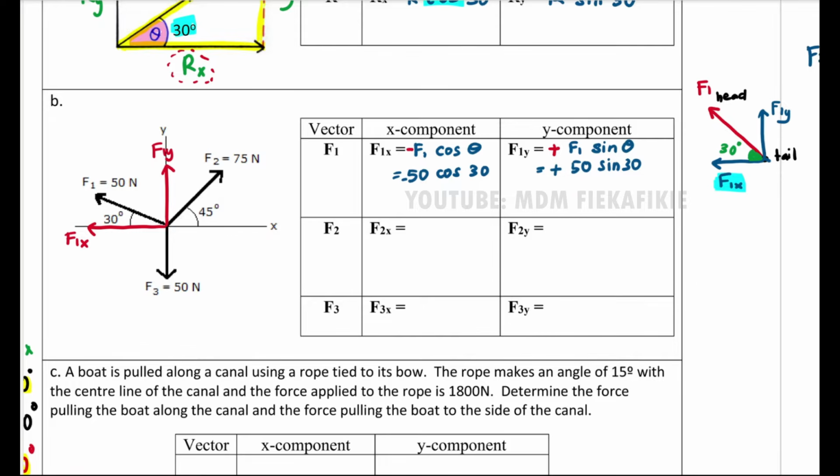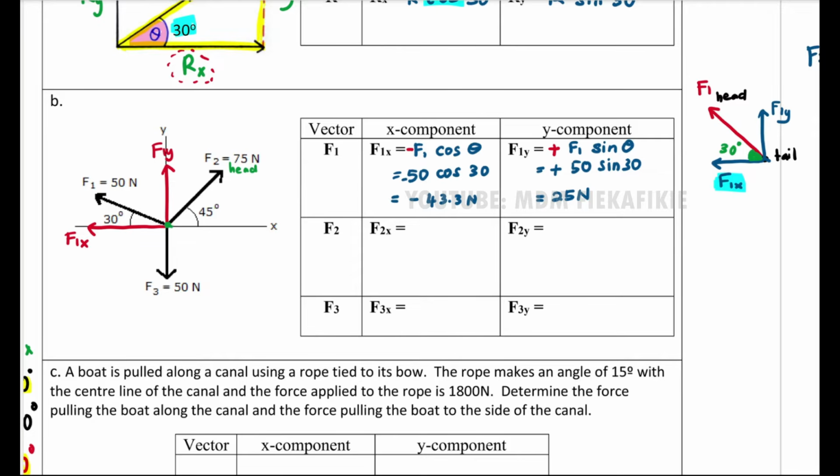Make sure your calculator in degree mode. Okay. So, jawapannya dekat sini kita akan dapat negatif 43.3 Newton. F1Y kita resolve, kita dapat positif 25 Newton. Okay. And then, kita move kepada F2. Sama juga, tail dia dekat mana? Tail dia dekat sini. Okay, tengok dekat sini lah. This is the tail. Sorry. Okay. Sekejap ya. Okay, so this is the tail of the arrow and this is the head of the arrow.